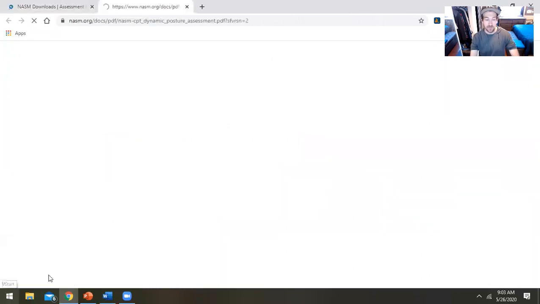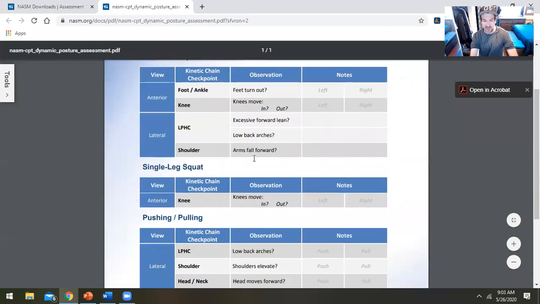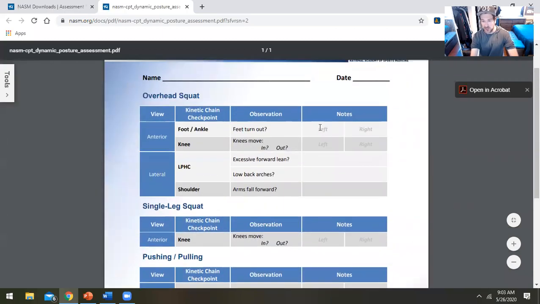Postural client assessment. If you go to NASM's downloads and look at their assessment, you can see feet turn out, left and right, knees cave in. This is kind of funny, because you've got left and right here: if they have an asymmetric shift, they might be caving in on one side and caving out on the other. So you would say, is it in or is it out, and is it on the left or on the right? However, if you have one in and one out, you've got to draw yours.